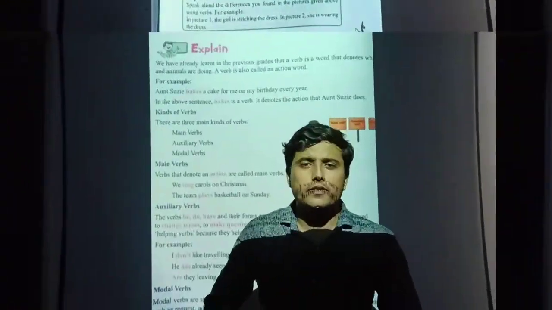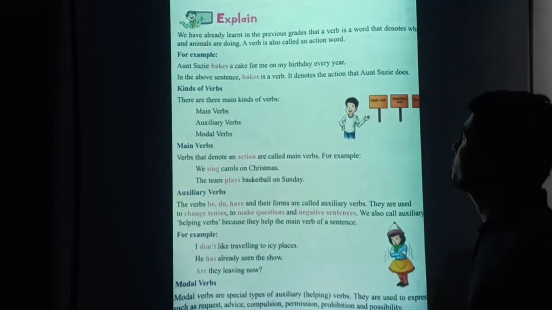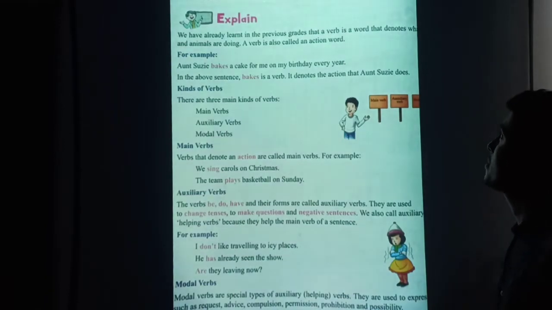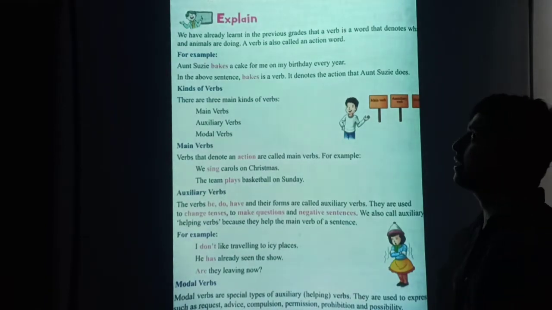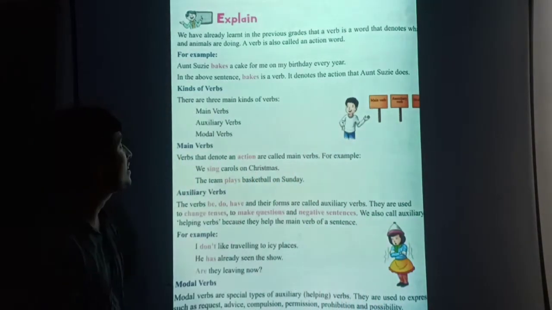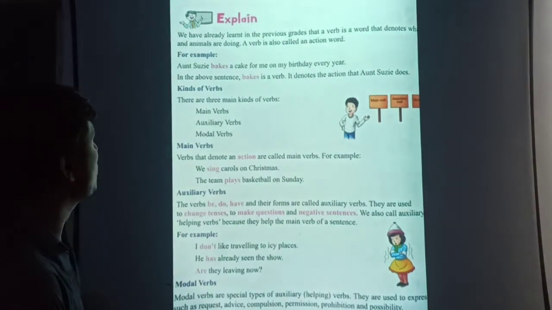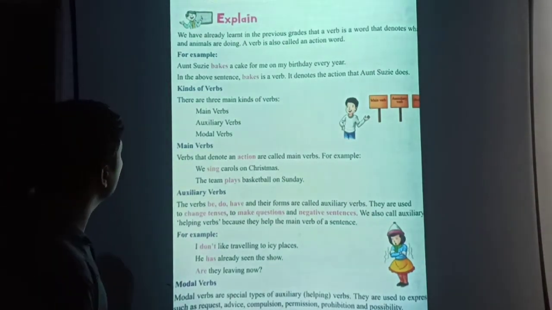So students, now let's read about what verbs actually are. We have already learned in the previous grades that a verb is a word that denotes what people and animals are doing. It denotes action, which is whatever is going on in a sentence. A verb is also called an action word.